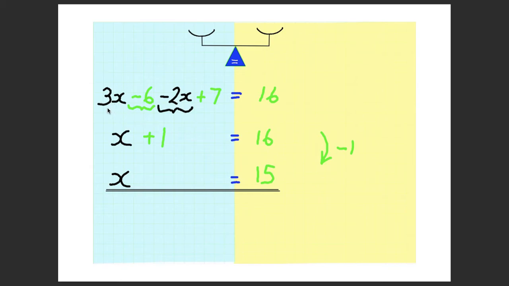So putting together like terms, 3x and minus 2x together make 1x, so single x, and then minus 6 plus 7 together make plus 1. So x plus 1 equals 16. Hopefully the color coding helped you to see that. And then take away 1 from both sides to get x on its own equal to 15.